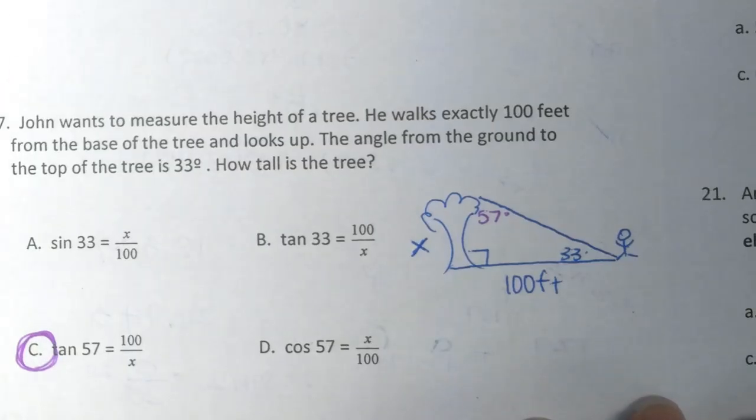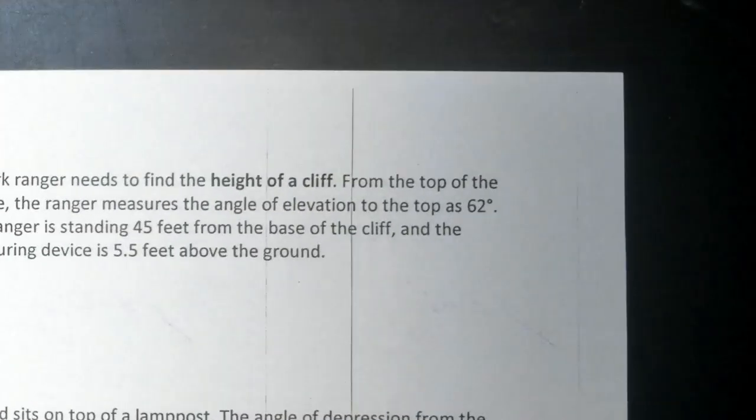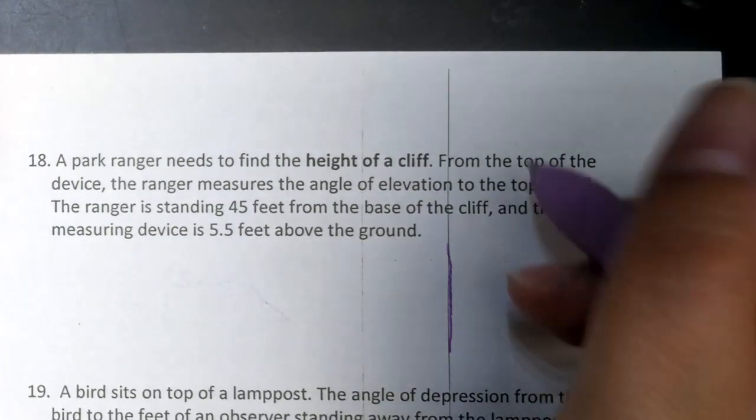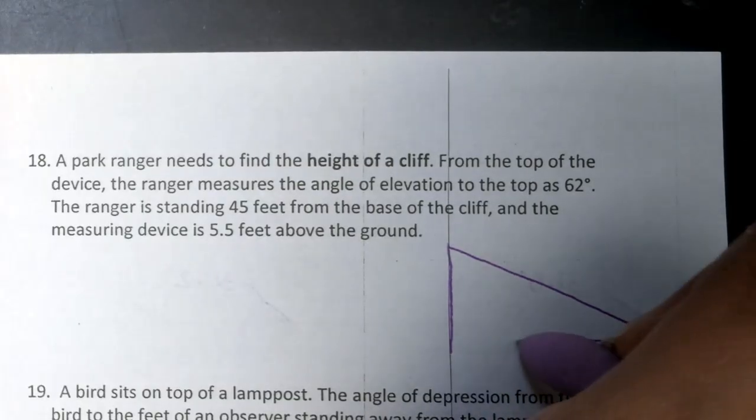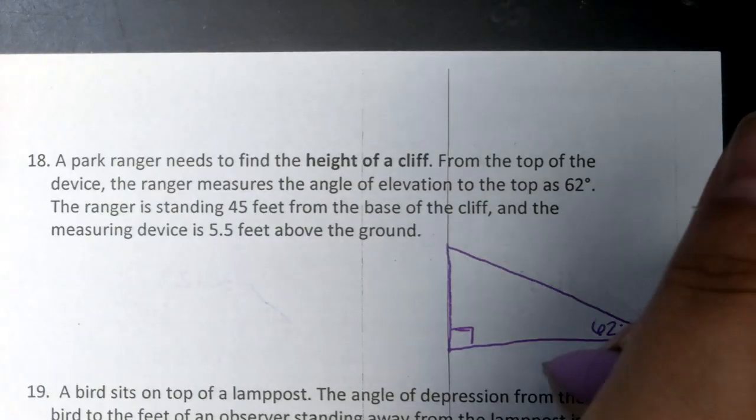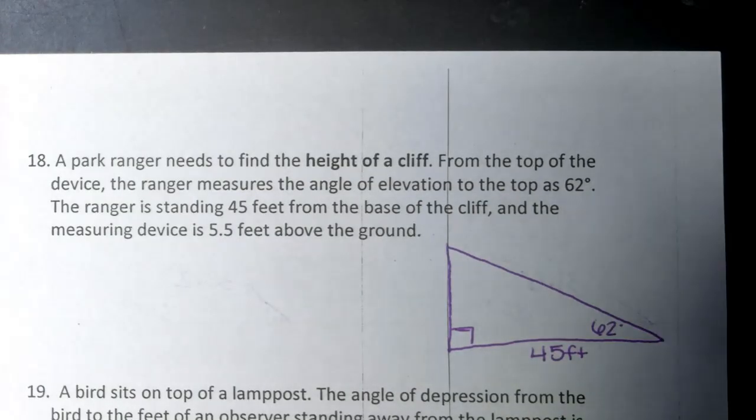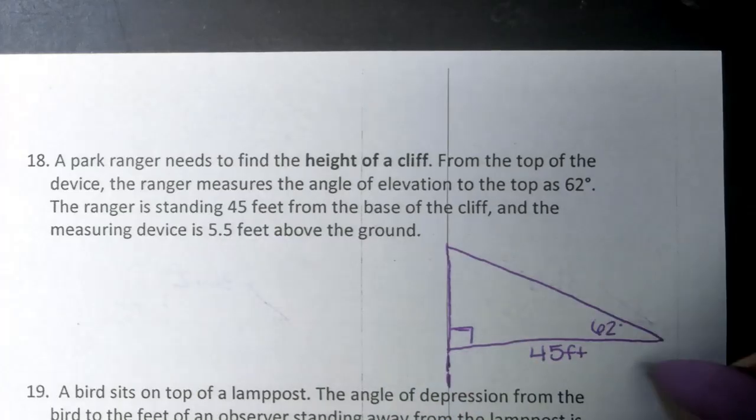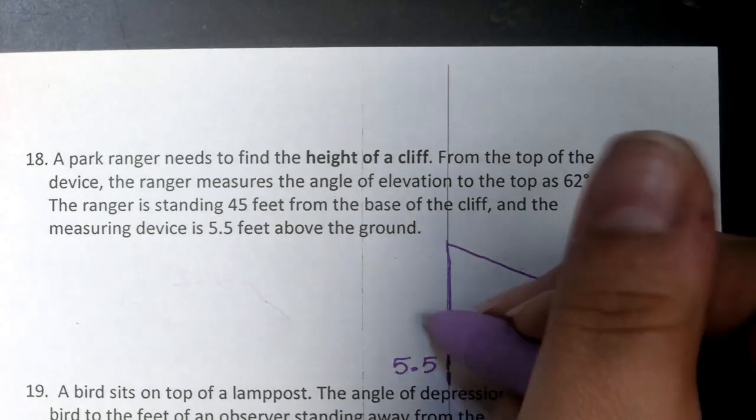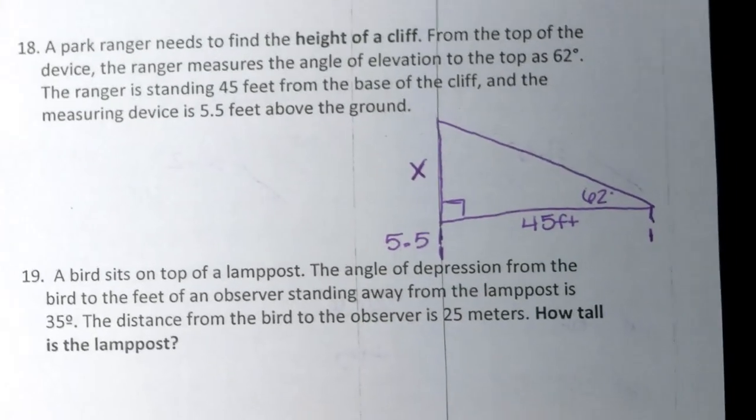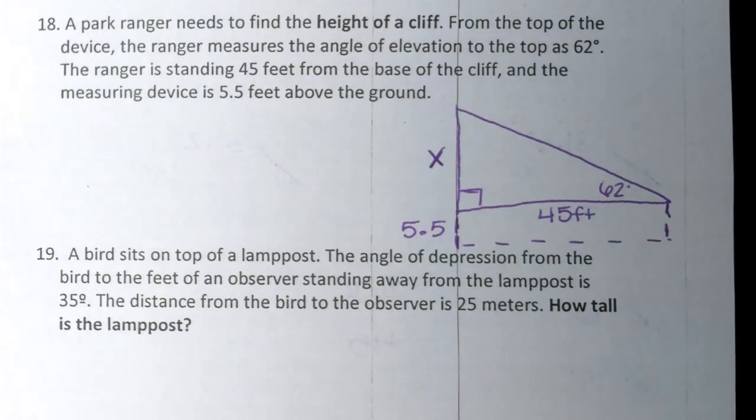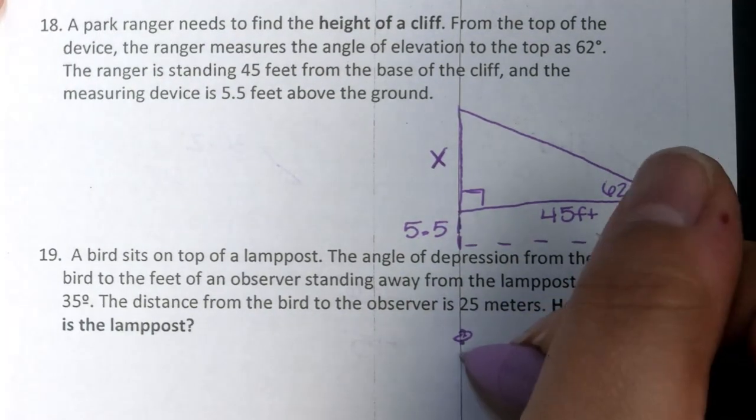All right, I gotta go quick. The bell's probably going to ring while I'm doing this, but I'm going to just keep going. Next one, a park ranger needs to find the height of the cliff. From the top of the device, the park ranger makes the angle of elevation, that goes on the bottom, 62 degrees. The ranger is standing 45 feet away from the cliff, and his measuring device is 5.5 feet. How tall is the cliff? At the very end, you're going to have to add that 5.5 feet.